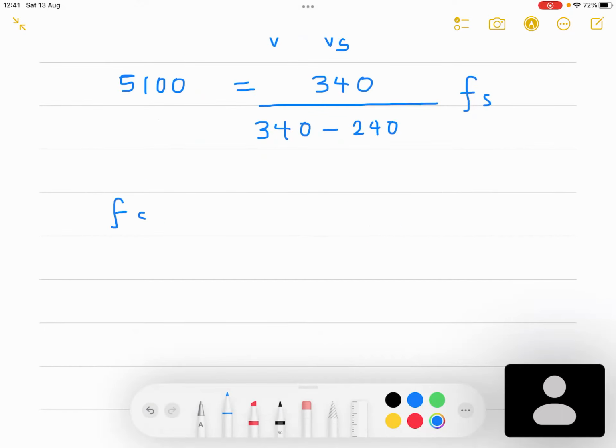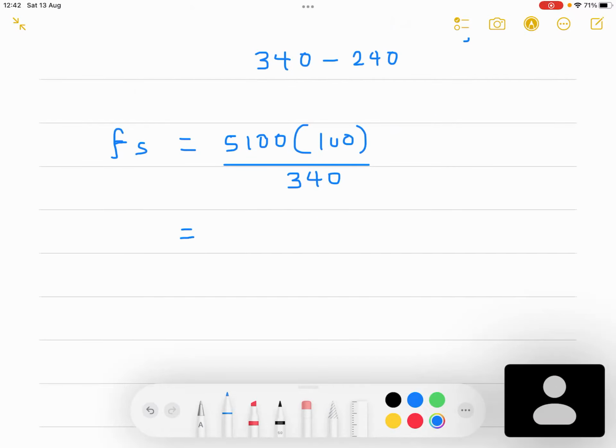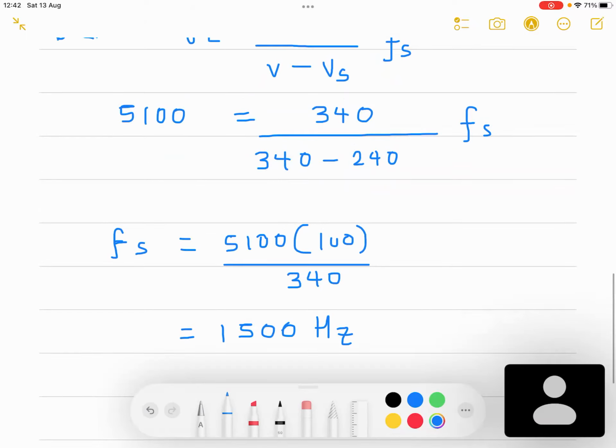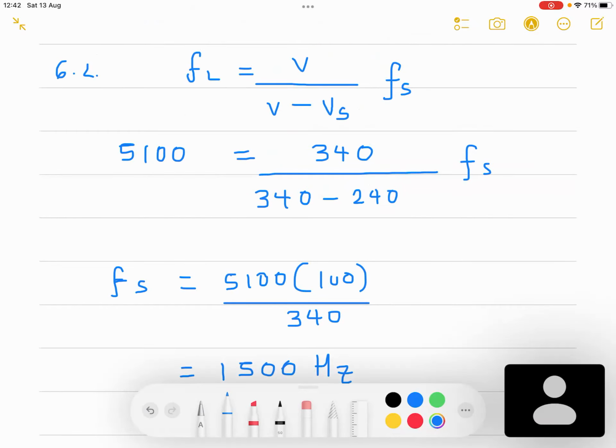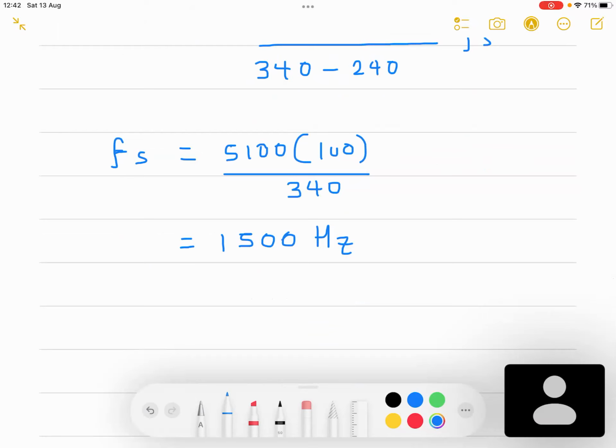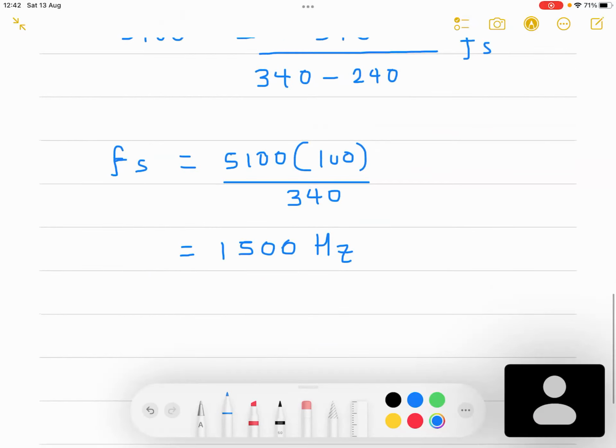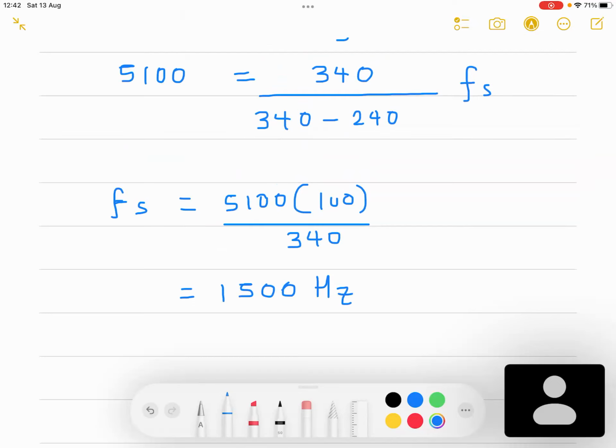Okay, so I'll just write it as FS is equal to 340 minus 240, which is just 100, and just divide that by 340. And you should get 1,500 hertz. Okay, so the answer we get should be smaller than what the listener or the detector detected. The detector recorded 5,100 hertz, but the source was only at 1,500 hertz. So as long as this value is less than 5,100, we are happy.